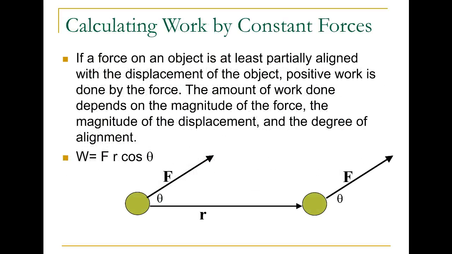Here's our actual equation for work if we have a constant force. If the force is at least partially aligned with the displacement, positive work is done. The amount of work done depends on the magnitude of the force, the distance, and the angle between them, technically the cosine of the angle. So W equals F r cosine theta. We'll talk a little bit more about where this comes from soon.